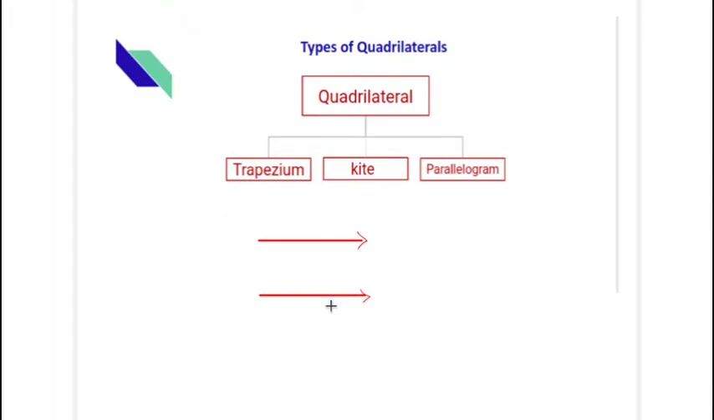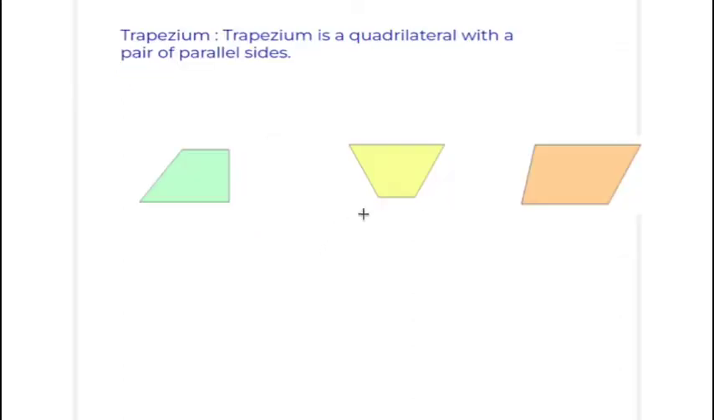So these kinds of lines are called parallel lines, and on the basis of this, quadrilaterals are divided into three main parts, that is trapezium, kite and parallelogram. Now what is a trapezium? A trapezium is a quadrilateral with a pair of parallel sides. Only one pair of parallel sides will be there in a trapezium.